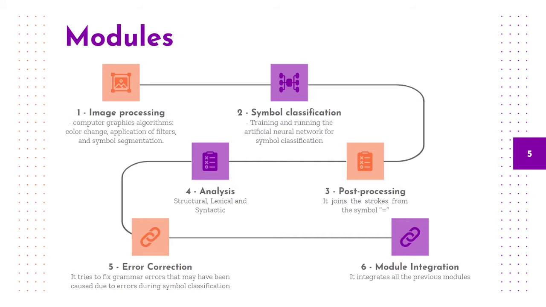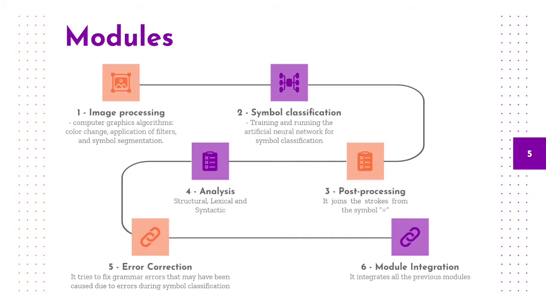Now I'm gonna talk about each module that composes the MathReader. First, there is image processing, which includes computer graphics algorithms. The image is converted from the RGB color scale to the grayscale, some filters are applied, and the symbols are segmented. Next, it is the symbol classification step. This part is about training and running the neural network, which recognizes each symbol that makes up the math expression. Third, there is a post-processing step. I'm gonna talk about it in more detail later.